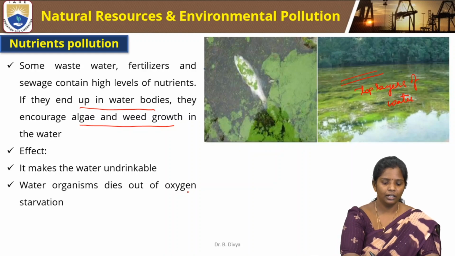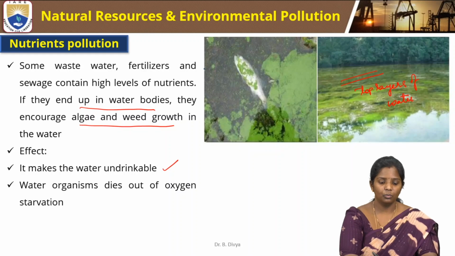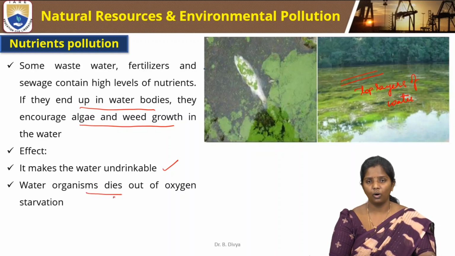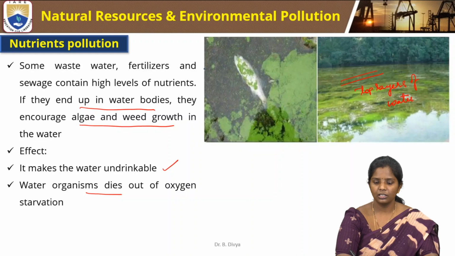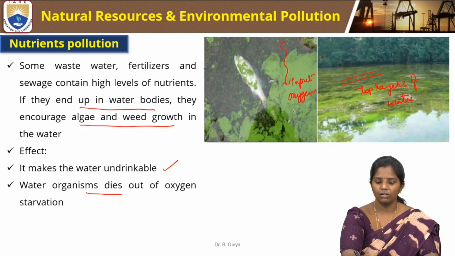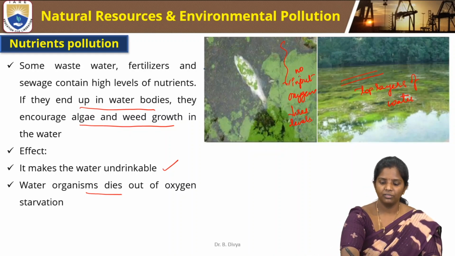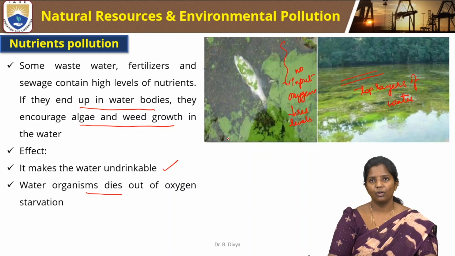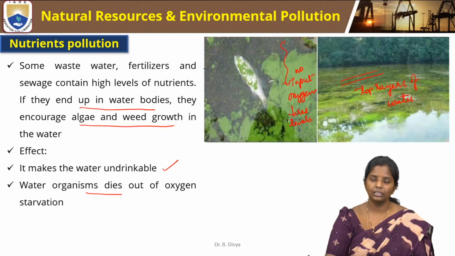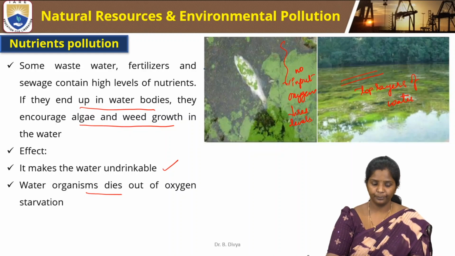How does it happen? First of all, it makes water undrinkable to mankind. Then water organisms die due to oxygen starvation, because there is no input of oxygen into the deeper layers, and the oxygen levels decrease. So with no input of oxygen into the layers of water, the fishes and other organisms living in the water body will die.